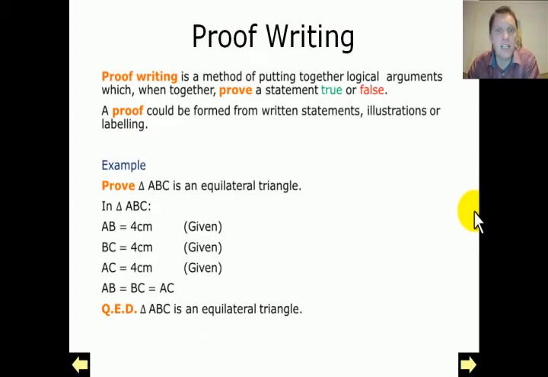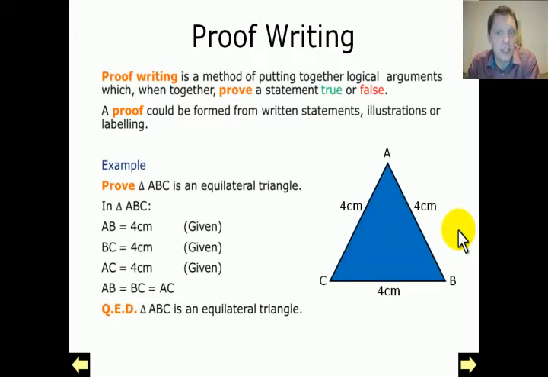So when writing a proof, what we're actually trying to do is create some logical statements which cannot be argued, which will eventually prove a statement is true or false. And we can do that through written statements, through illustration, or maybe even through labeling. So for my example, I've got to prove triangle ABC is an equilateral triangle.